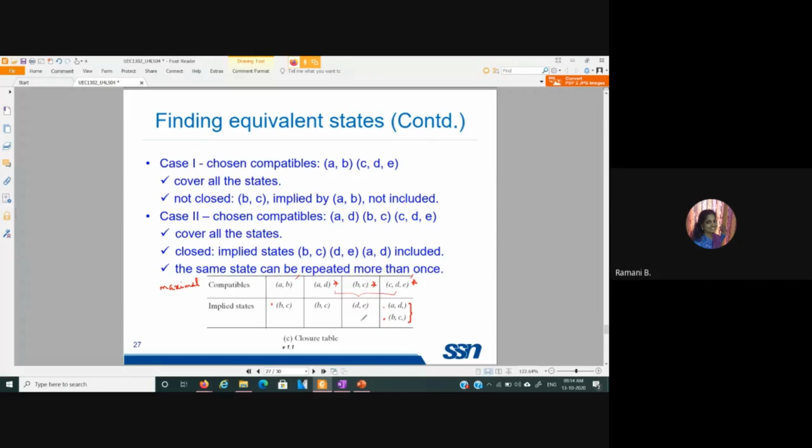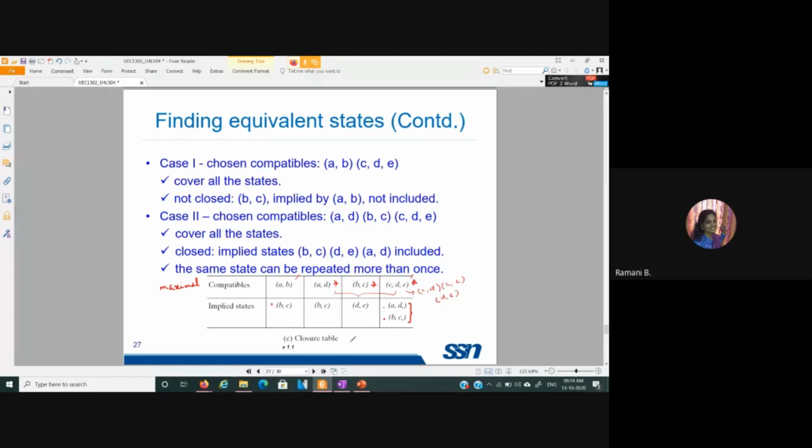Here you have DE, which is covered with this CDE, because this actually comprises C comma D, C comma E, and D comma E. So this is also covered over here. And for this particular combination, it is A comma D and B comma C. So that is also covered over here. So these 3 will give us the minimal set. So that is what the closed covering condition is.